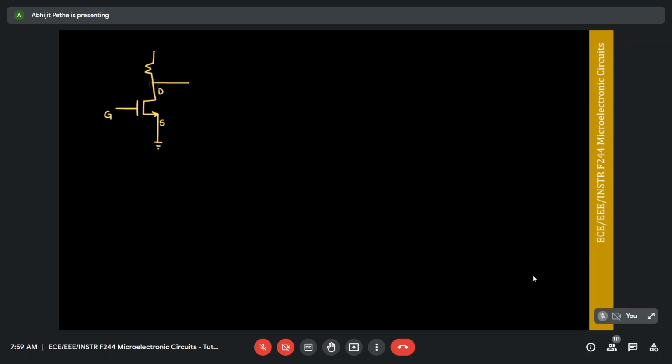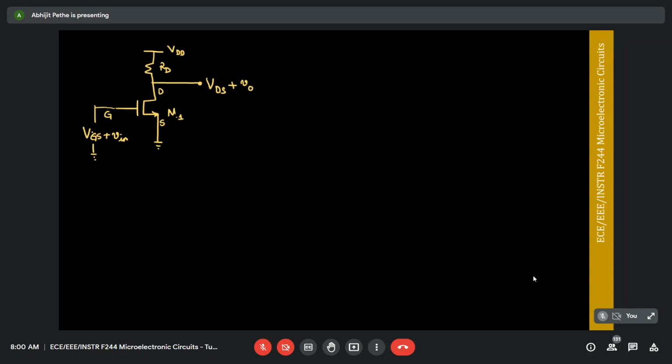I pull the output from the drain. This is my supply voltage, RD, which is the resistance connected to the drain. This is my MOS M1, right? And then I have connected a DC voltage VGS to this, and this VDS, and then I give a V in. Because of that V in, I will have a V out at the output.